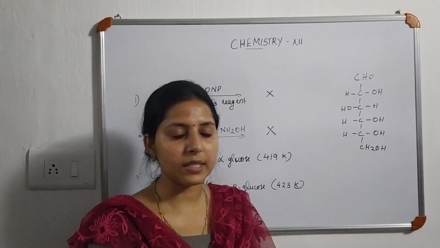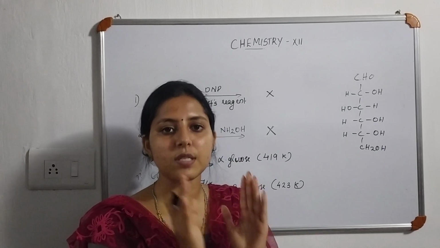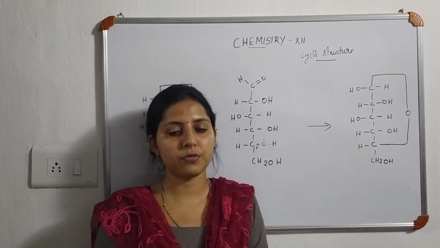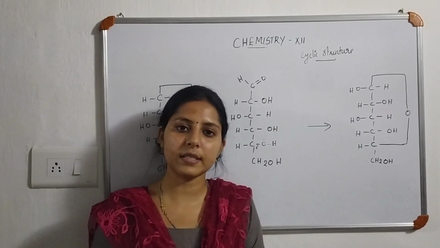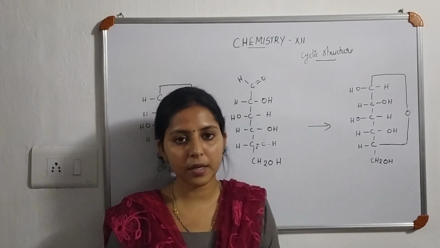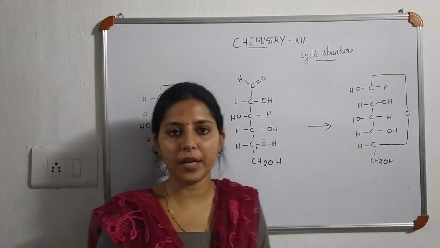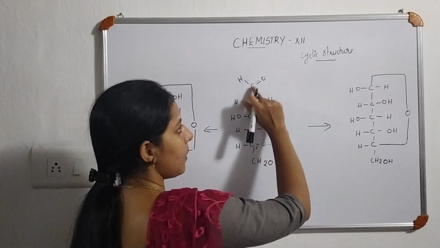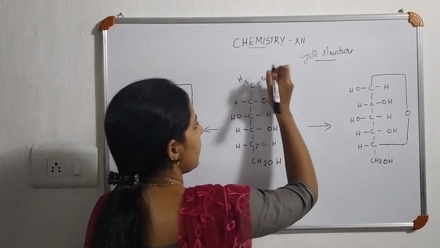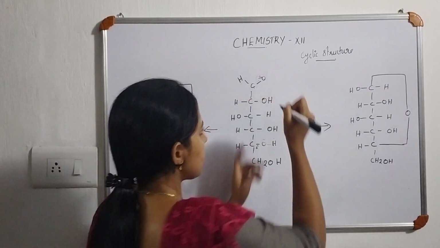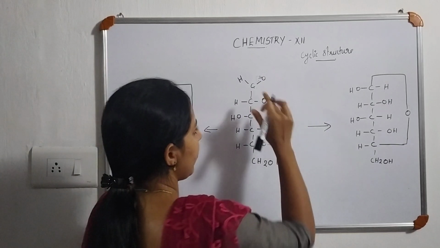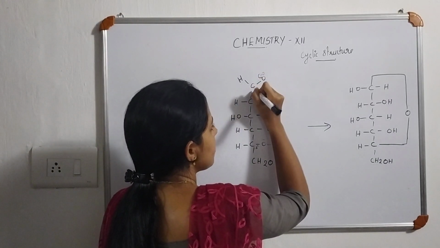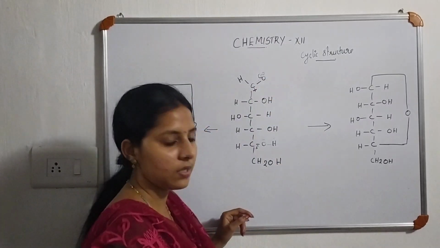Later it was found that the cyclic structure is the actual structure of glucose. Okay, let's see the cyclic structure of glucose. We have already said that one of the hydroxyl groups may get added to this carbonyl group. Here there is a double bond between this carbon and oxygen. On shifting this double bond, pi electrons get shifted to oxygen because it is more electronegative. Therefore, this oxygen gets a partial negative charge and this carbon gets a partial positive charge.